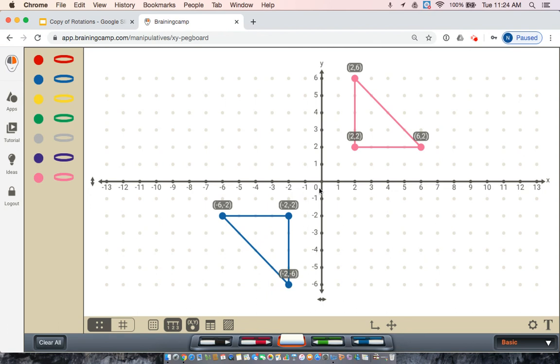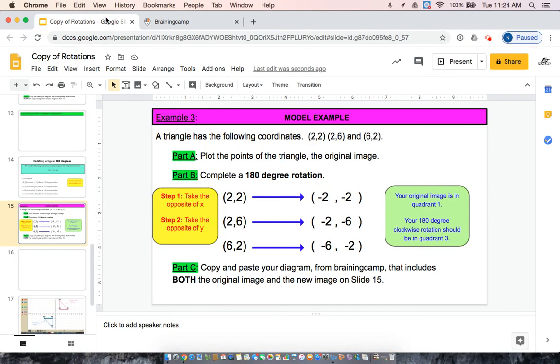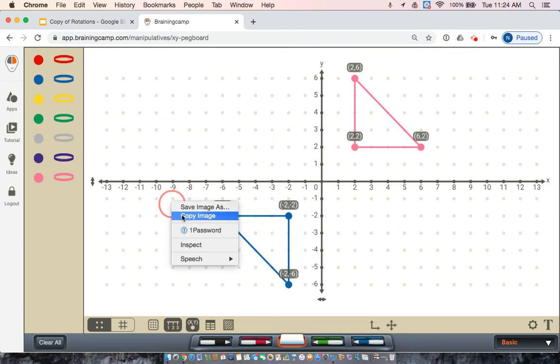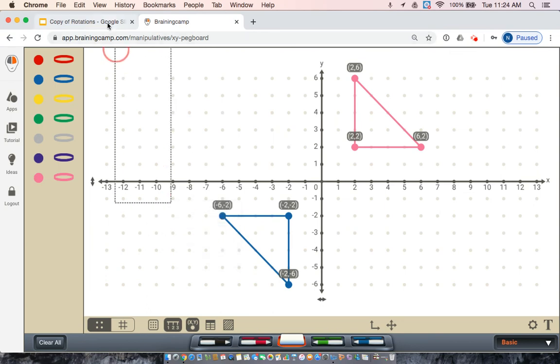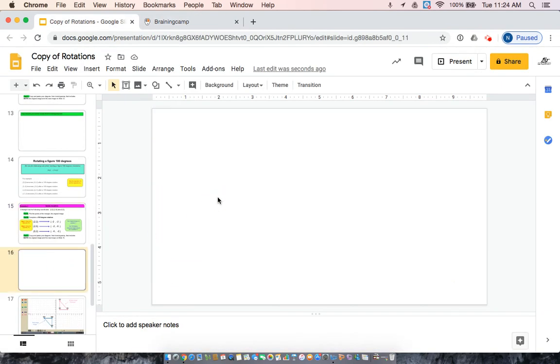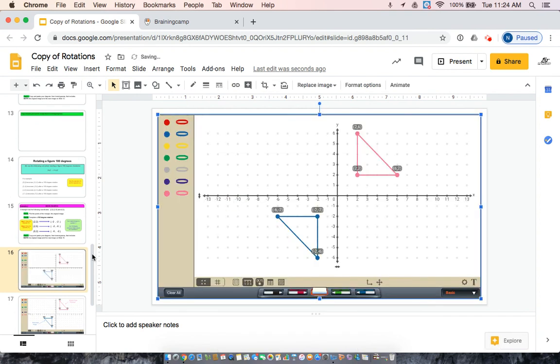Okay, and here is our new image. Compared to our original image, we can see that it was rotated 180 degrees in a clockwise motion. Okay, as always, copy and paste your Braining Camp board onto the next slide so that I can grade that.